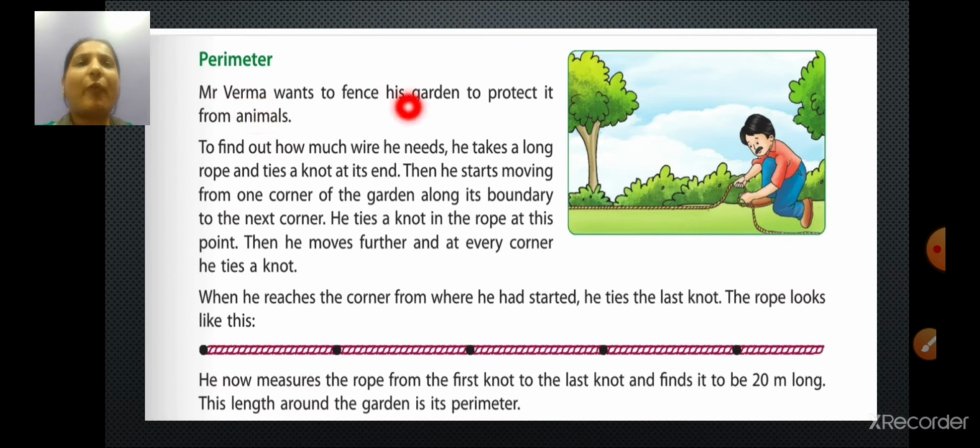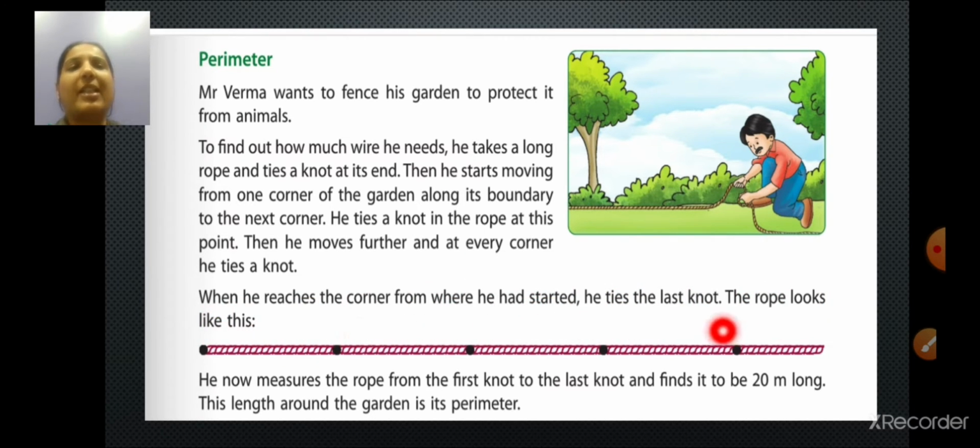Mr. Verma wants to fence his garden to protect it from animals. So to find out how much wire he needs, he takes a long rope and ties a knot at its end. Then he starts moving from one corner of the garden along its boundary to the next corner. He ties a knot in the rope at this point. Then he moves further and at every corner he ties a knot. So when he reaches the corner from where he had started, he ties the last knot. The rope looks like this.